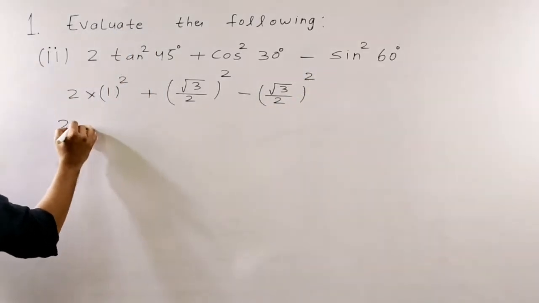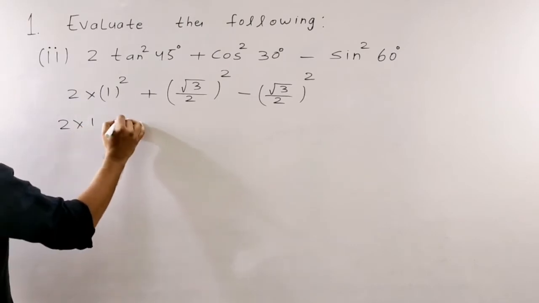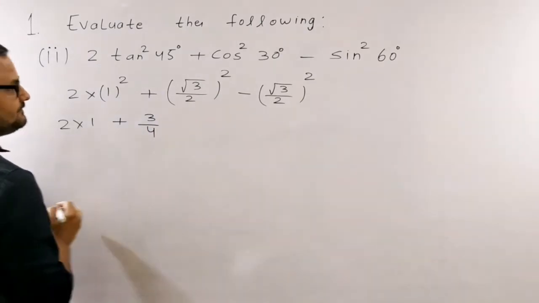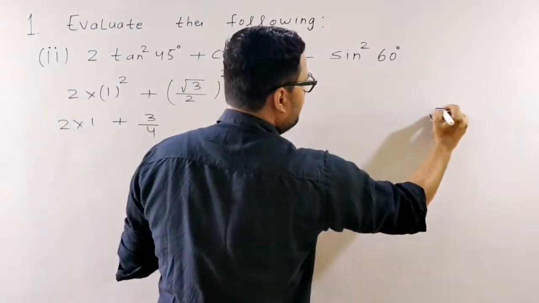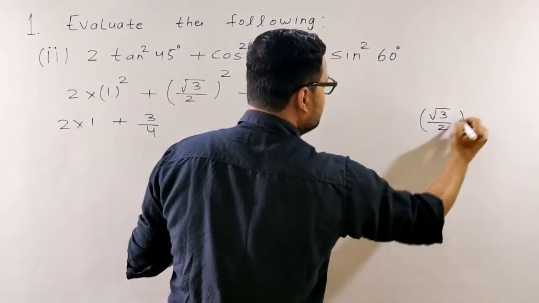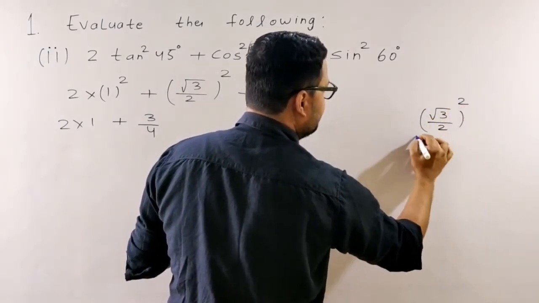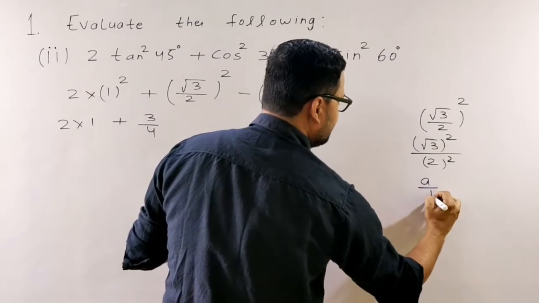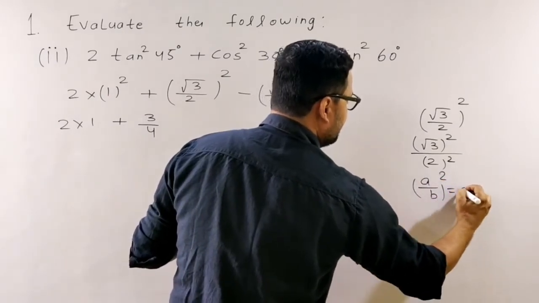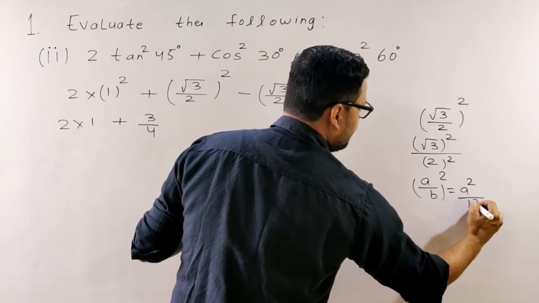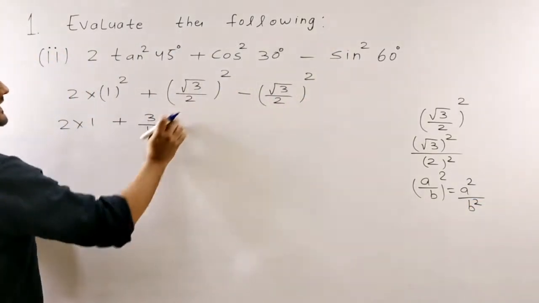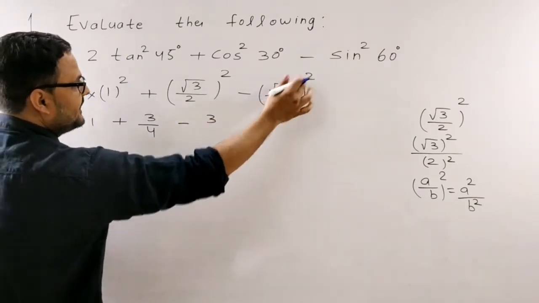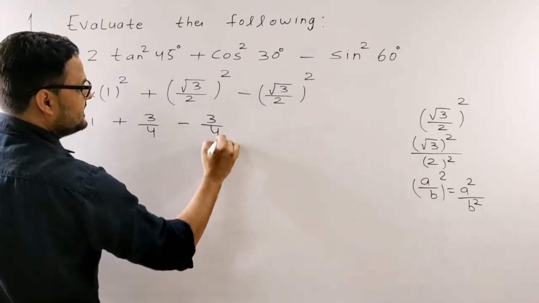When I simplify, 2 into 1 square is 1, plus root 3 square is 3 and 2 square is 4. Why? Because root 3 by 2 the whole square we can write as root 3 square by 2 square. The reason is a by b the whole square we can write as a square divided by b square. So that's why root 3 square is 3 and 2 square is 4. The same way minus root 3 square is 3 and 2 square is 4.